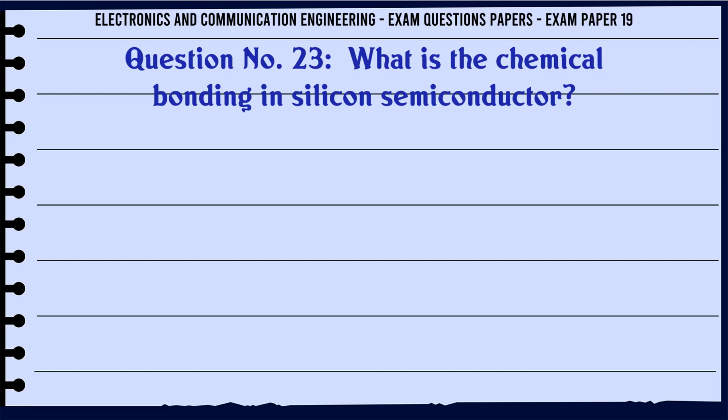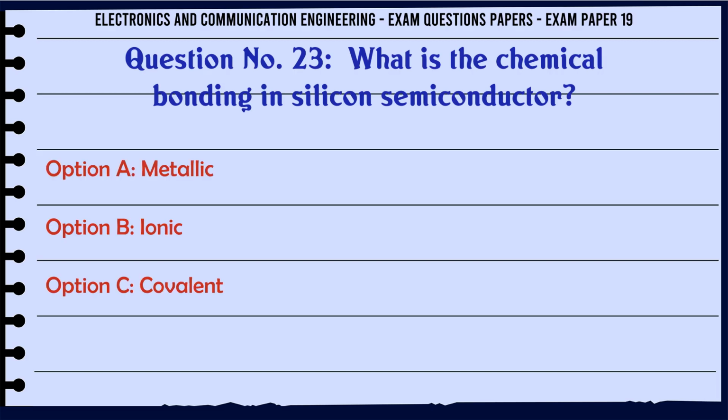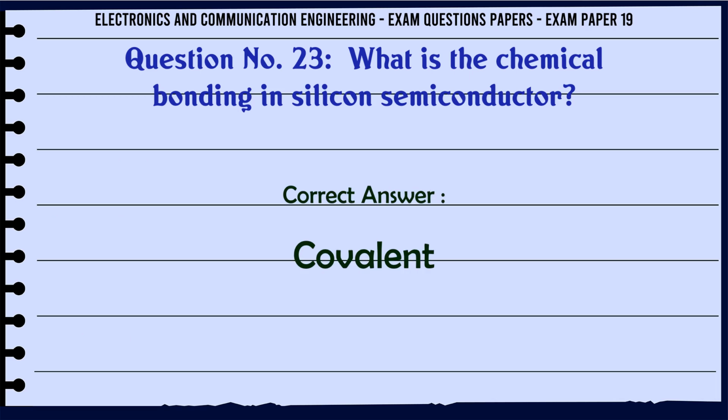What is the chemical bonding in silicon semiconductor? A. Metallic, B. Ionic, C. Covalent, D. Van der Waals. The correct answer is covalent.